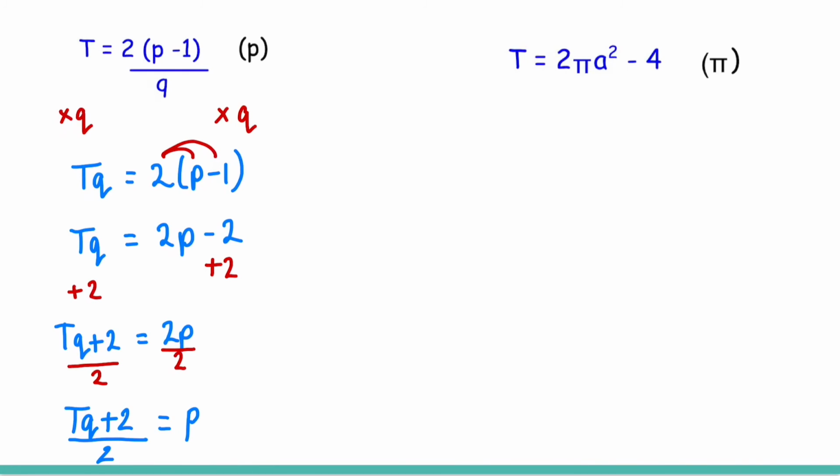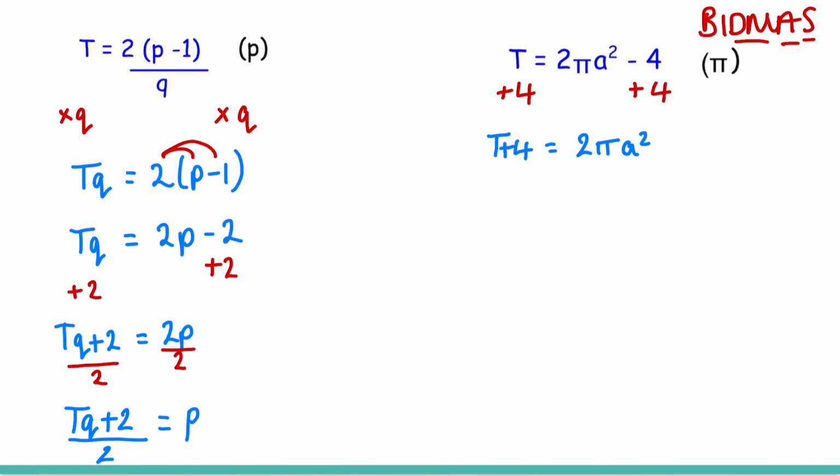For the next one, we're needing to find pi and isolate that on its own. So the first thing we could do is add on 4. It's the opposite of BIDMAS, don't forget. So we're doing the adding and subtracting first. Then we're going to come to the division and the multiplication. So this will give me t plus 4 is equal to 2 pi a squared.